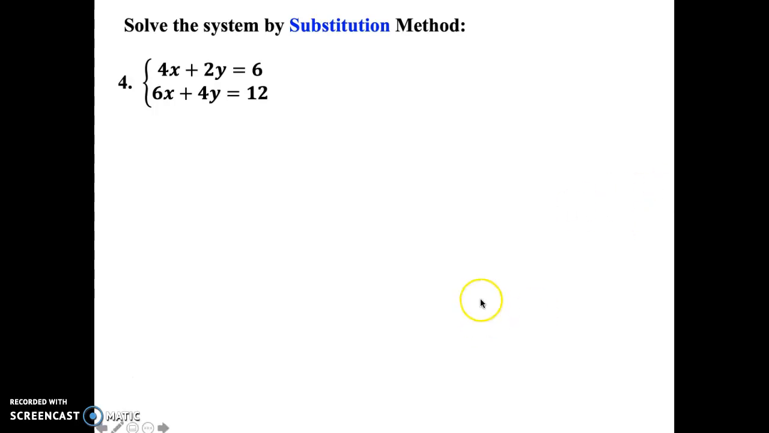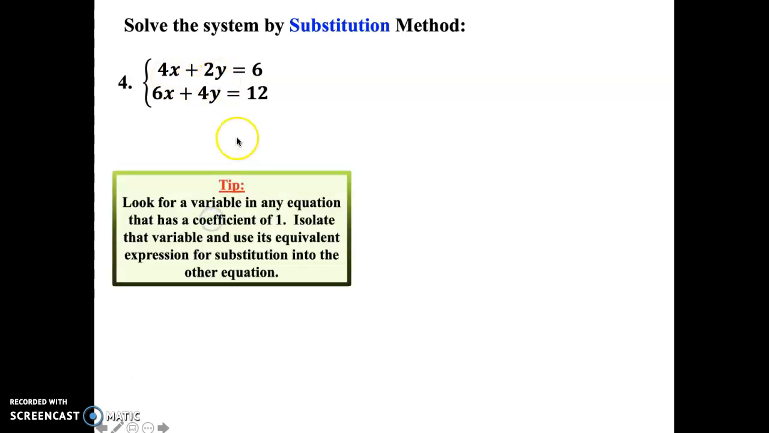So is there something we can do to create a variable of 1? So I'm looking at the second equation, and I see if I divide by 4 here, I'd have a 1 for the coefficient on the y. 12 is divisible by 4, but 6 isn't. We'd be creating a fraction there. So let's look at the other equation. Oh, and let me put that little tip up there.